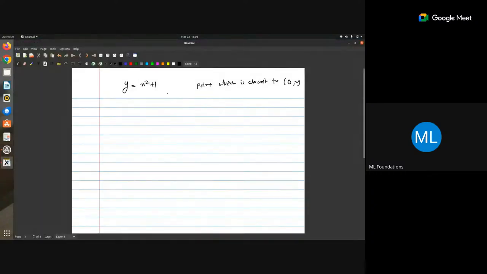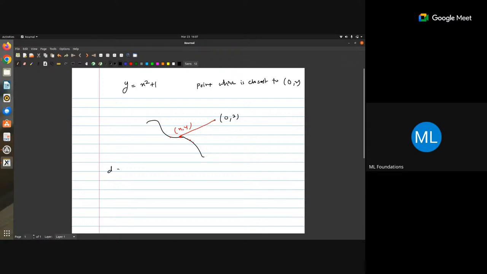Let's say this is the curve and this is the point (0, 2), and we need to find which is the closest point on this curve. Before finding the point over this curve, how do you find the distance between the two? Let's say I have picked some point on the curve. What is the formula for the distance? Under root of x minus 0 whole square plus y minus 2 whole square.